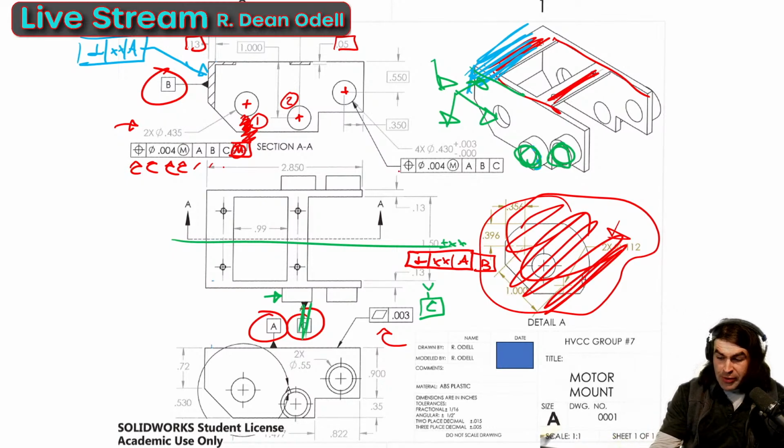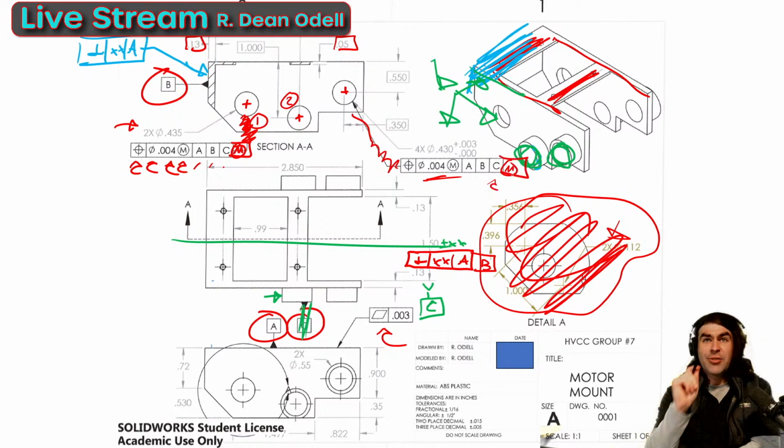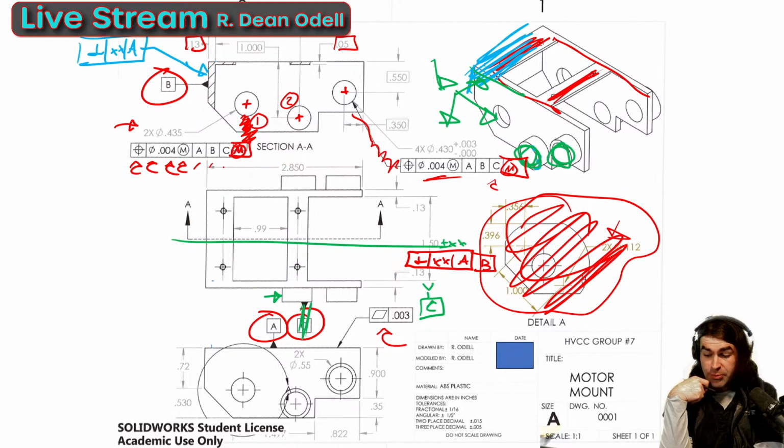Okay, same idea over here, right? We get rid of this leader for this position. That's not going to be necessary. And then we've got the same tolerance. Not really sure where that came from. Again, we could make this apply at maximum material condition, which may be helpful.